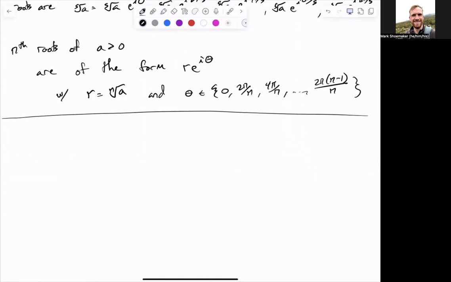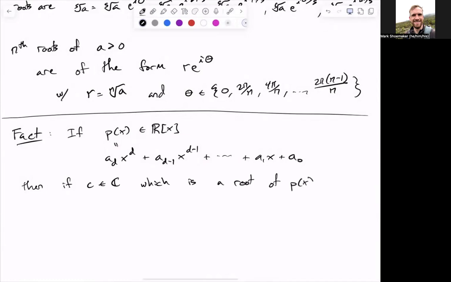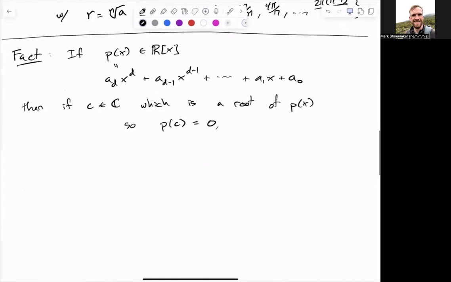What I want to talk about next is how to factor polynomials. So an important fact is that if p of x is a polynomial with real coefficients, so it's equal to a sub d x to the d plus a sub d minus 1 x to the d minus 1, etc. Then, if c is a complex number which is a root of p of x, meaning that if I plug it in for x, I get 0, then the claim is that the conjugate of c is also a root of p of x.